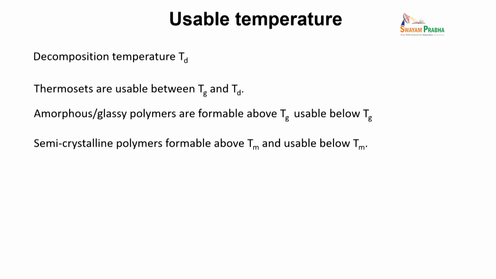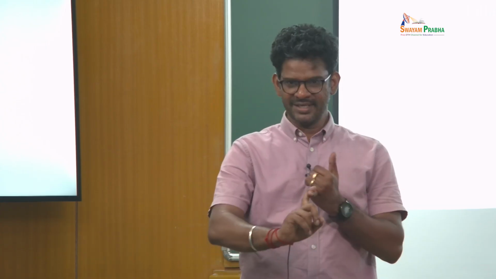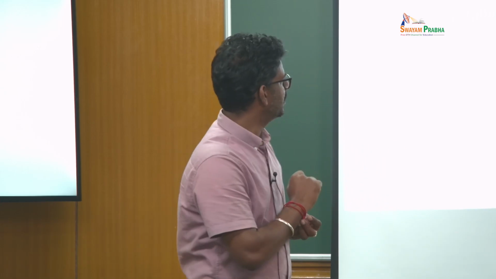This is my last slide. There is one more temperature. So what are the temperatures we're talking about? There is melting temperature, there is glass transition temperature, and the third one is something called degradation temperature. Everybody understands this. Degradation temperature is a temperature where the molecules basically break into pieces, not usable anymore. Any polymer, if you heat enough, will degrade, right? So these three temperatures are important: melting, glass transition, and decomposition temperature.